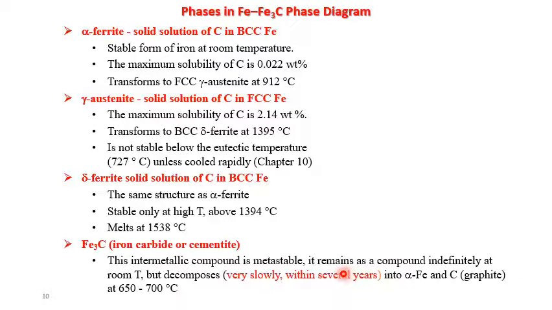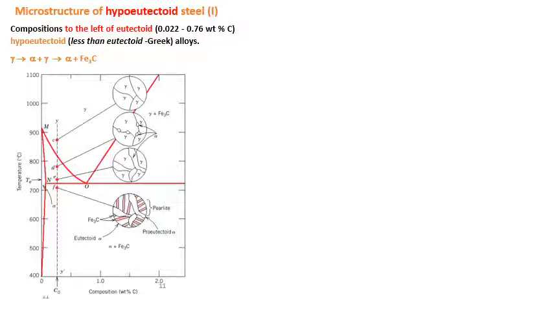So normally we find these things. If Fe3C is kept at room temperature for a long time, it dissociates or decomposes into alpha and carbon in the form of flakes, which happens at 650 to 700 degrees Celsius.